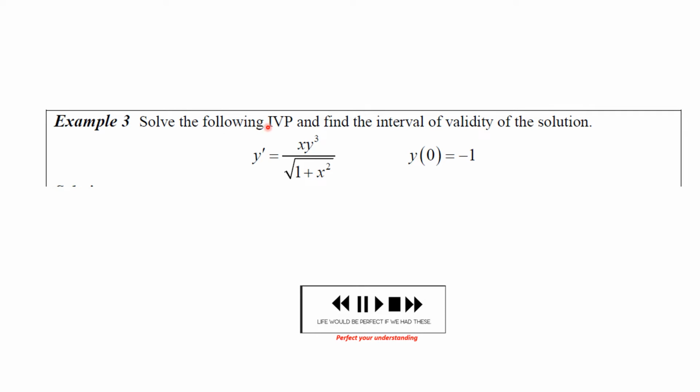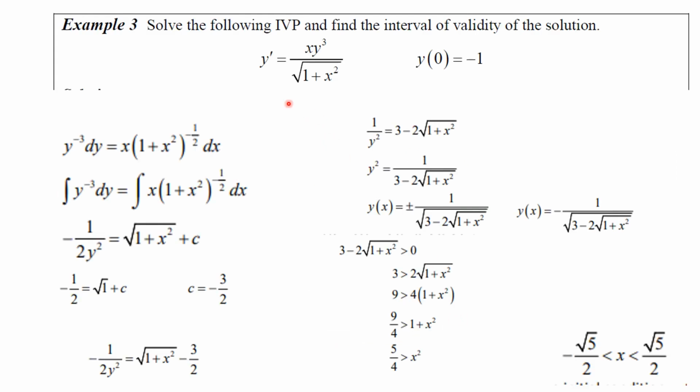Here's another problem. You're to solve the IVP and find the interval of validity of the solution. You know what to do. Let's see how you did. So we separate variables here and integrate both sides, getting this. Again, we put the constant here. This is a good time to figure out what the constant is. We use the initial condition to figure that out, and so c is going to be minus 3/2. So we substitute that in, and now we want to try to solve for y. So we do this, and again we get a plus or minus. But again, the initial condition gives us a clue because the solution has to be negative, so it has to be the minus sign like that.